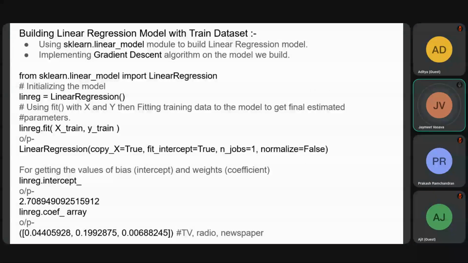Building a linear regression model with the trained data set. We'll be using scikit-learn's linear model module to build the linear regression model and implement the gradient descent algorithm on the model that we will be building. So first, we'll be initializing the model using the linear regression model in the linreg variable. Then we fit the model with the train data sets of x and y values.